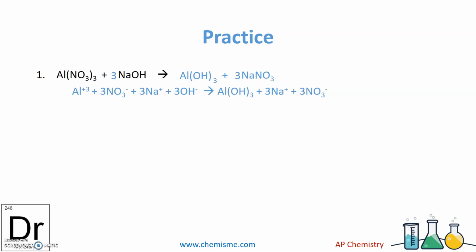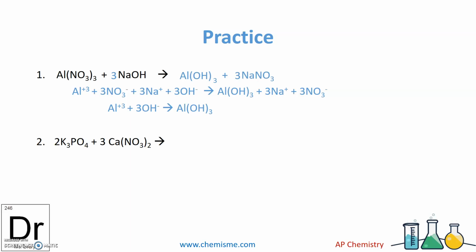And at the end of the equation, sodium and nitrate stay broken up because they are also soluble. The one that stayed together was aluminum hydroxide because it doesn't have any of those soluble species. We're going to cancel things that are on both sides and rewrite it as aluminum from one chemical and hydroxide from another came together to form a solid. That is our net ionic equation.